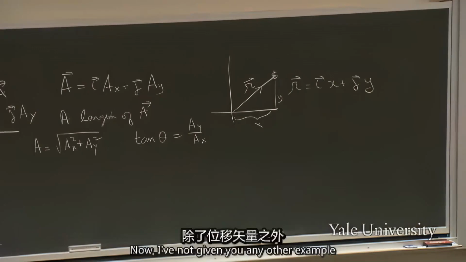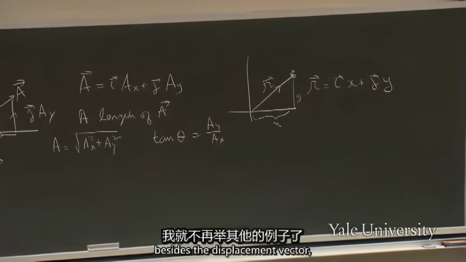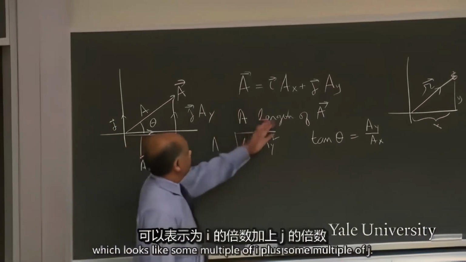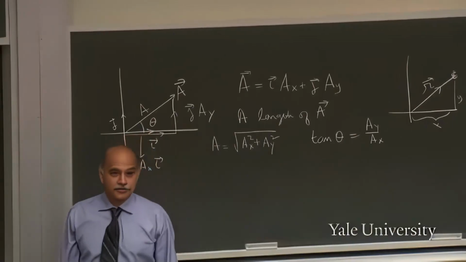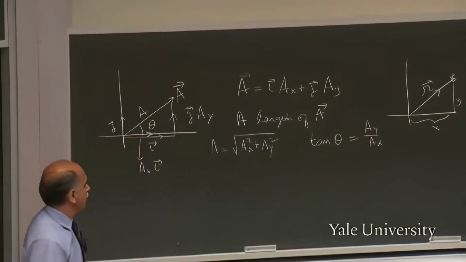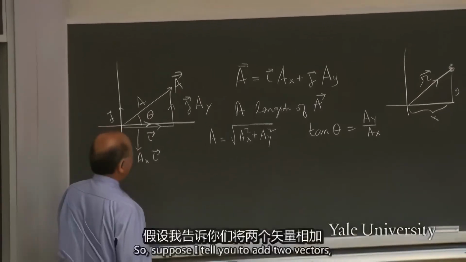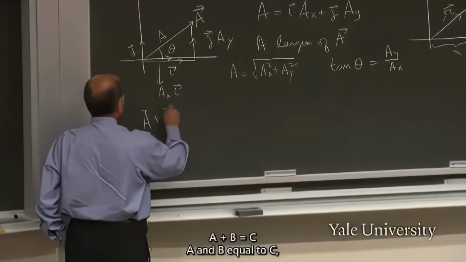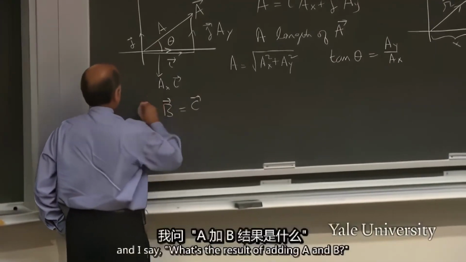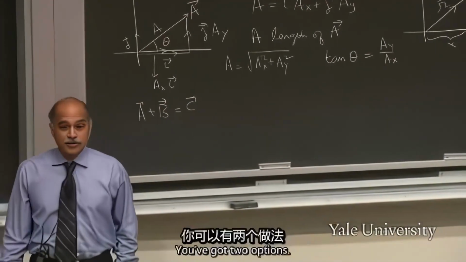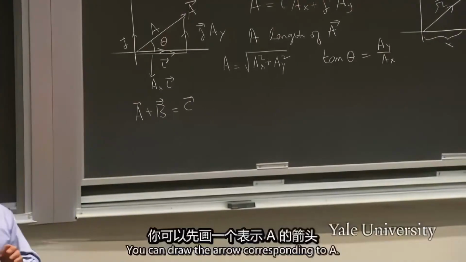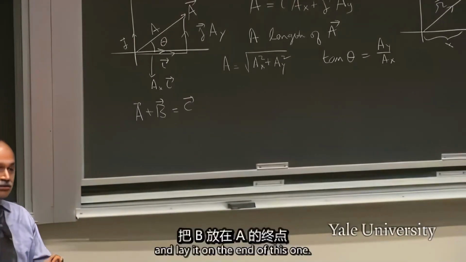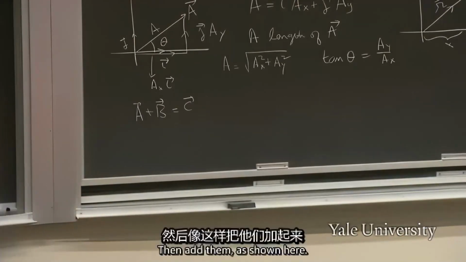Now, I've not given you any other example besides the displacement vector, but at the moment, we'll define a vector to be any object which looks like some multiple of i plus some multiple of j. So suppose I tell you to add two vectors, A and B, equal to C, and I say what's the result of adding A and B? You've got two options. You can draw the arrow corresponding to A, then make an arrow corresponding to B, lay it on the edge of this one, then add them as shown here.